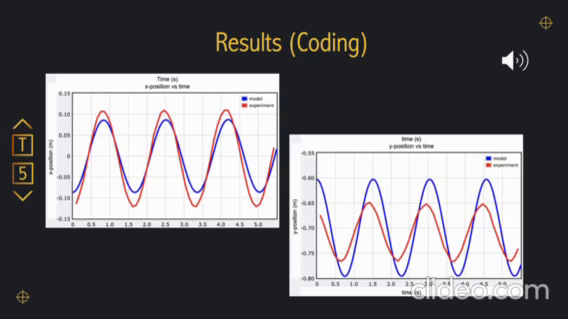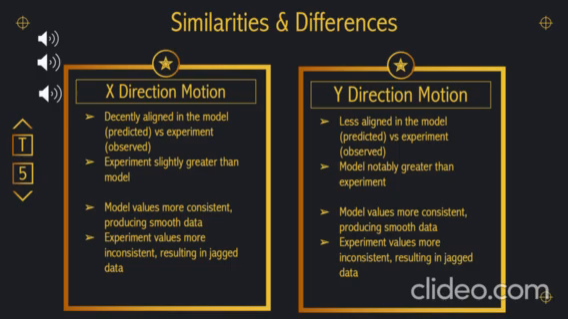Here we have what is similar to a comparison of predicted motion in the x position versus time and the y position versus time. In reference to the last slide, here are some of the similarities and differences that were present between x direction motion and y direction motion. While the motion in the x direction was decently aligned between the model and the experiment, there was less alignment in the y direction. The x direction experimental values were slightly greater than the model.